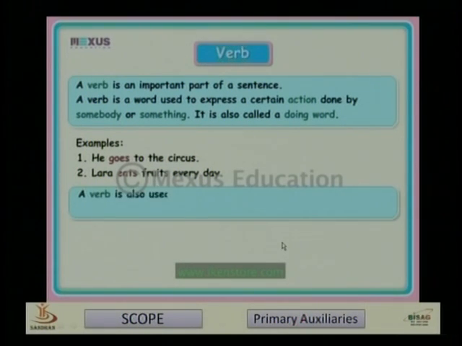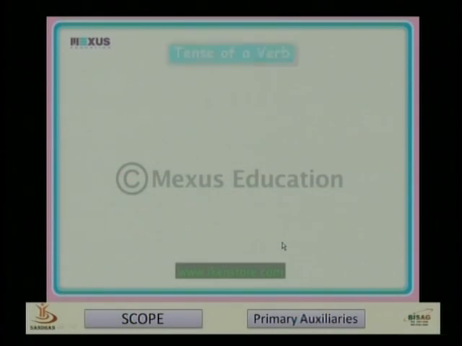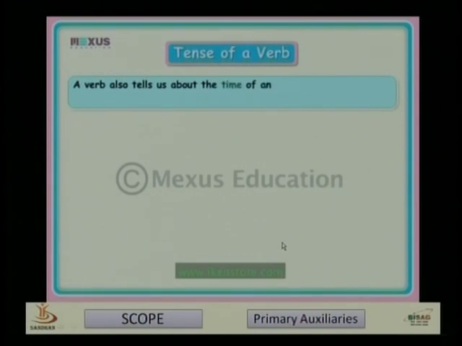A verb is also used to tell us the state or condition of somebody or something. In the following examples, the verbs am and are refer to a state of being. A verb also tells us about the time of an action. The tense of a verb denotes the time of an action. There are three main tenses: present, past, and future tense.